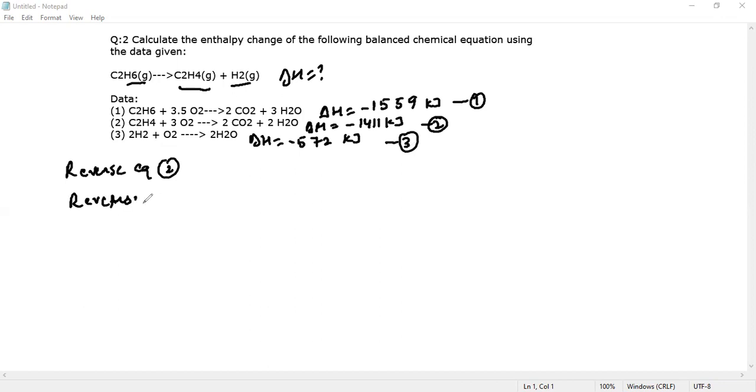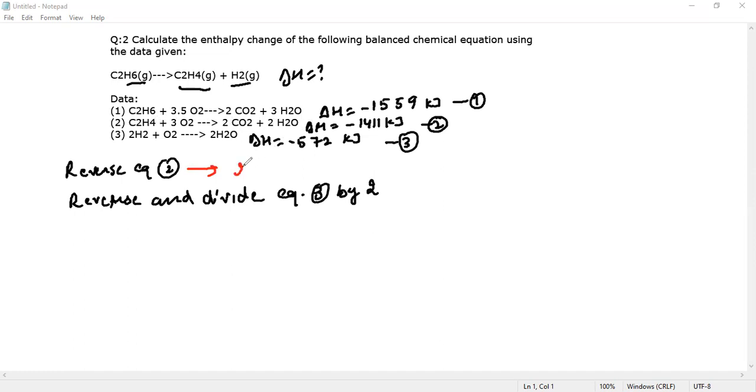Reverse and divide equation 3 by 2. So we need to reverse and then divide by equation 2. So now let's go ahead and write the result of this one. When we reverse equation 2, what result do we have?